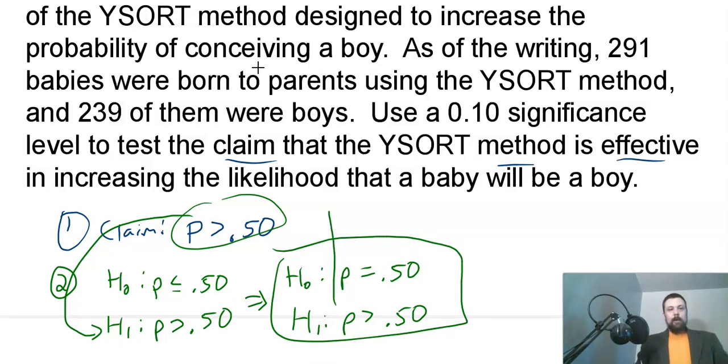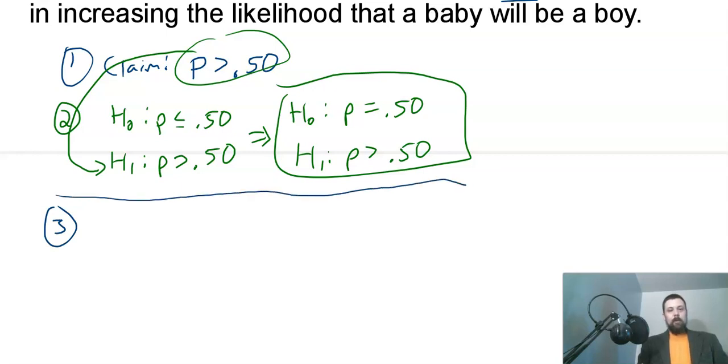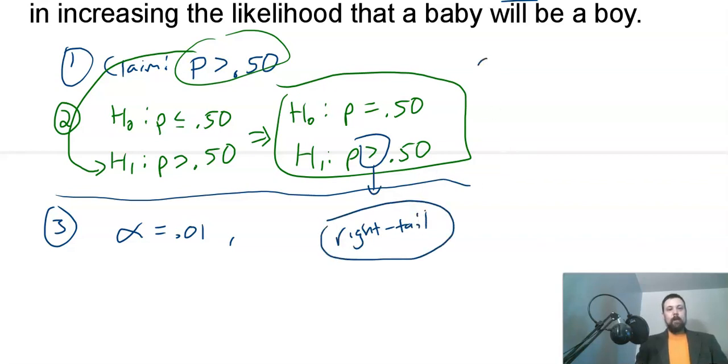Step 3, oh, sorry about that. I thought I switched to move the screen. Let's try that again. Step 3, let's change the color up here. The value of alpha in this case was 0.01, I believe. And this time we are going to have a right tail test, right? Because this is a greater than. That's going to make this a right tail test.